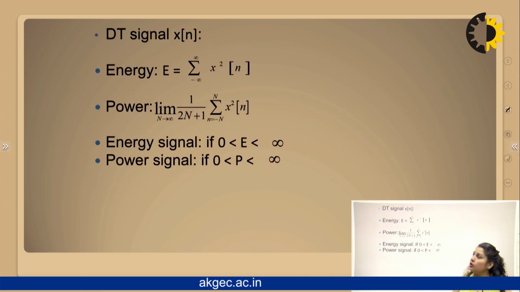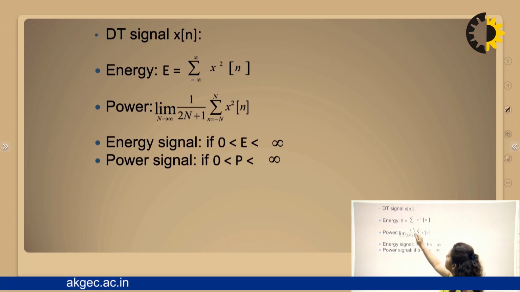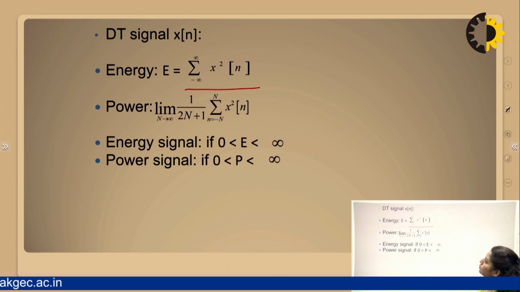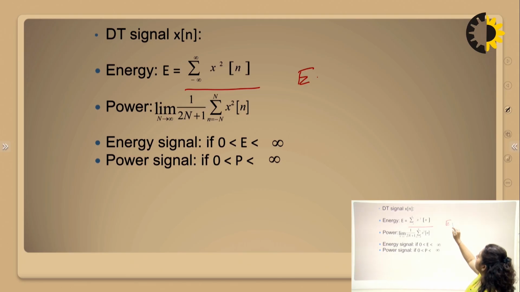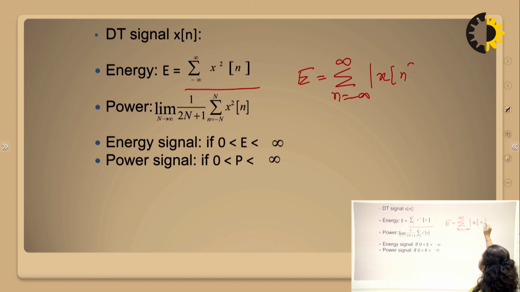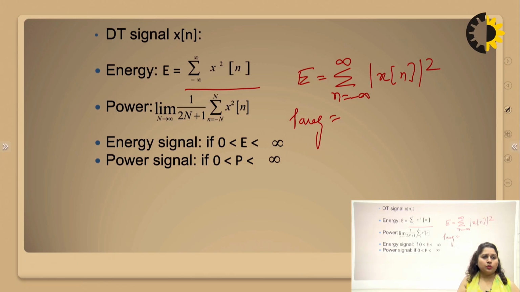For discrete time signals, because these are discrete, we use summation in place of integration. So energy is represented as the summation over n equivalent to minus infinity to infinity of mod of x[n] whole square. Similarly, for average power, because there are terms from minus infinity to infinity, suppose you have to calculate from minus 3 to 3. So there are 7 terms: minus 3, minus 2, minus 1, 0, 1, 2, 3. So there is one extra term as compared to the integration in continuous time.